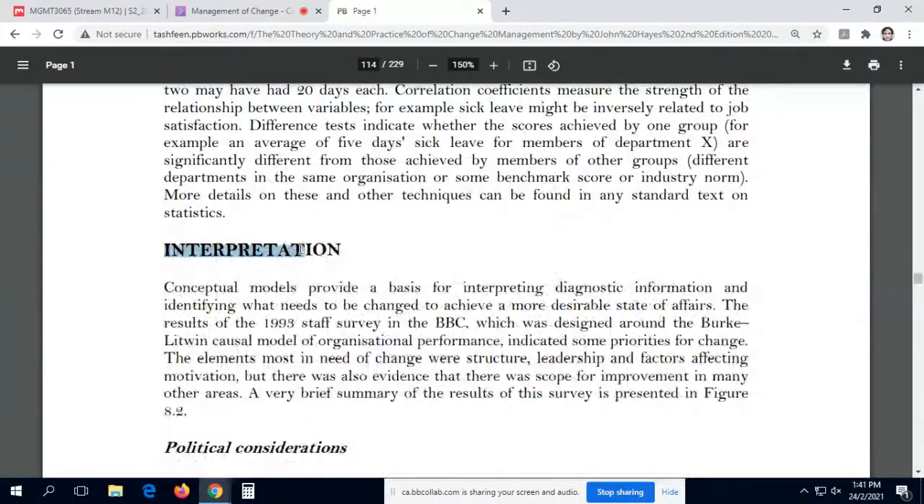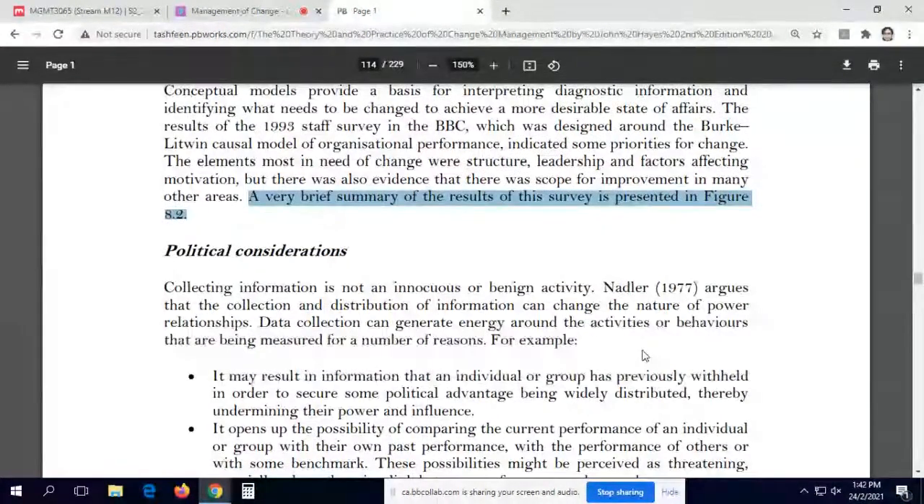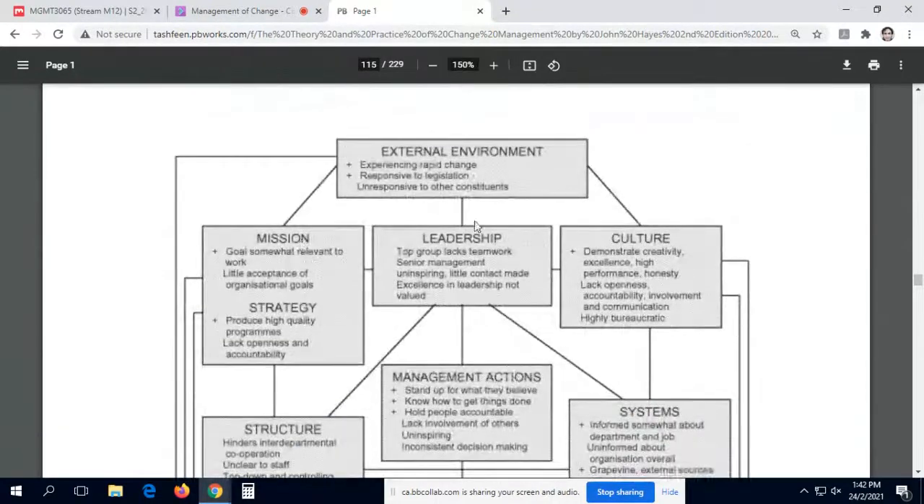And then interpretation, they are talking about interpretation. So the table I showed you, table 8.1, that was the BBC staff survey. They have tried to link it with the Burke and Litwin model. So please again look into that. And then table 8.2 is going to give you a very brief summary of the results of the survey, which are presented in figure 8.2. What were the results from this?